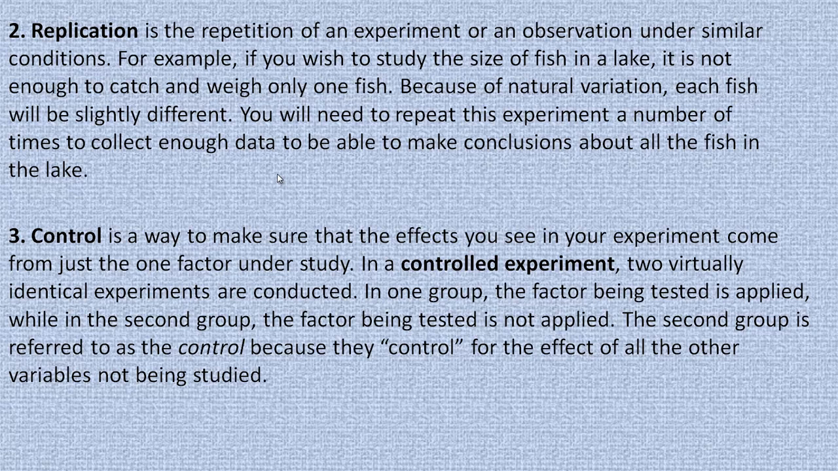Number two is replication. Replication is repeating an experiment over and over until you get enough of the population sampled so you reduce bias and your sample is representative of the population. In the example here, it says if you wish to study the size of a fish in a lake, you don't just catch and weigh one of them.